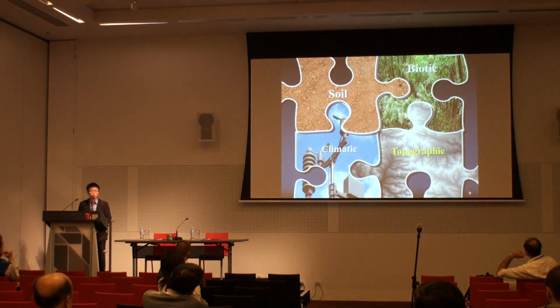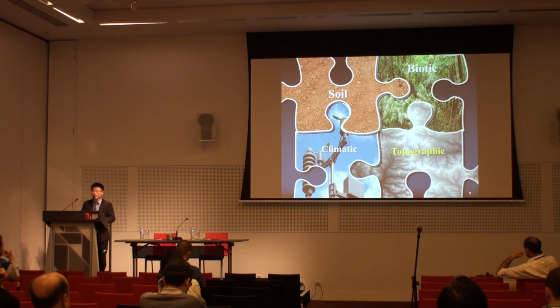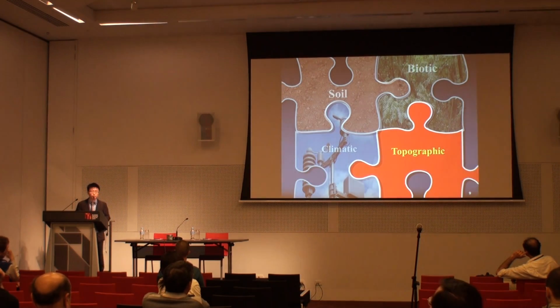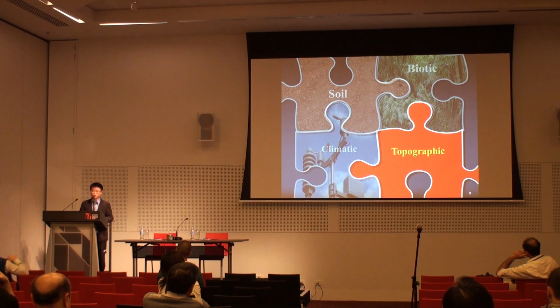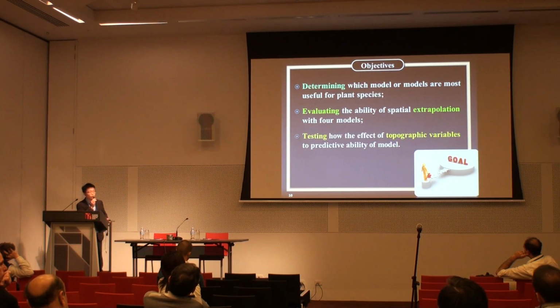Then what kind of variables should we select for model development? According to forest ecology, the plant habitat is roughly composed of soil, biotic, topography, and climate factors. At the primary stage, topographic variables are the first choice because they are easy to obtain and can be generated from the DEM. So in our study, we first chose the topographic variables. At the end of the study, we try to check 3 points: which models are best for plant species, how well the models extrapolate spatially, and how topography affects model performance. That's what we want to know.